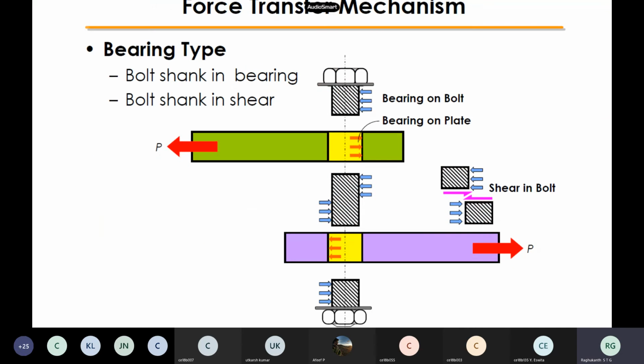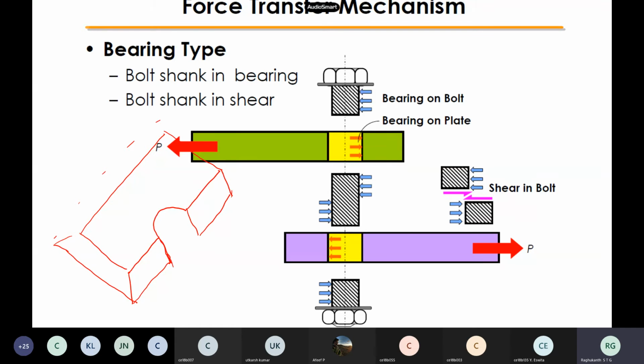Next comes the bearing of the bolt itself. Now in a bearing, what will be the bearing area? You would have studied this. So this is my connection. What will be the bearing area? Generally, how do you calculate bearing areas? The bolt is here. How is the load getting transferred? What will be the bearing area?